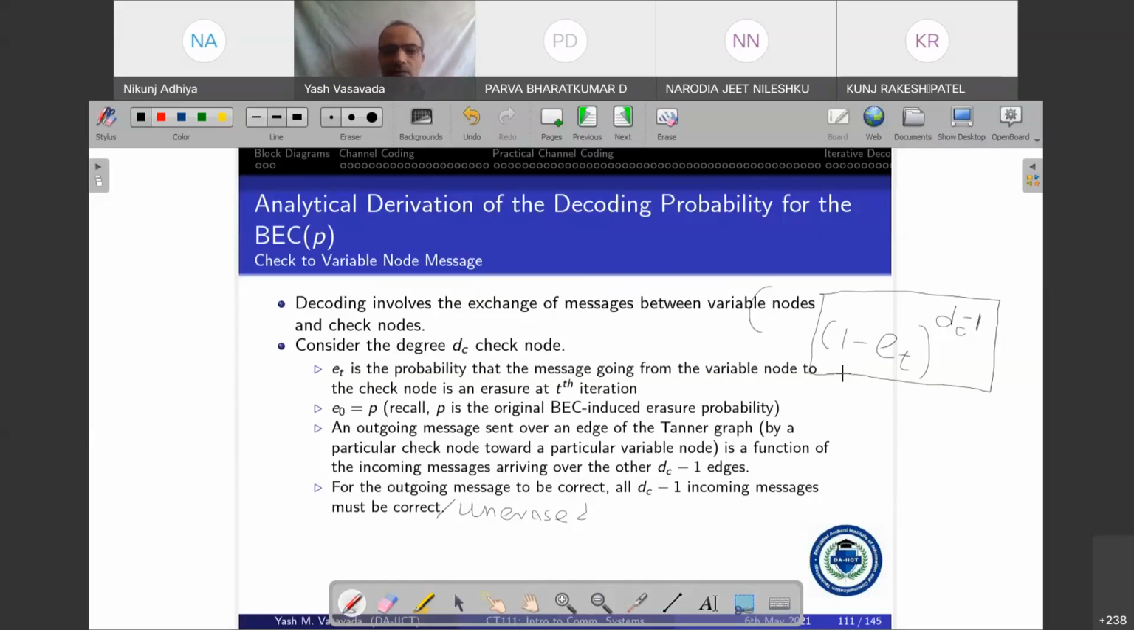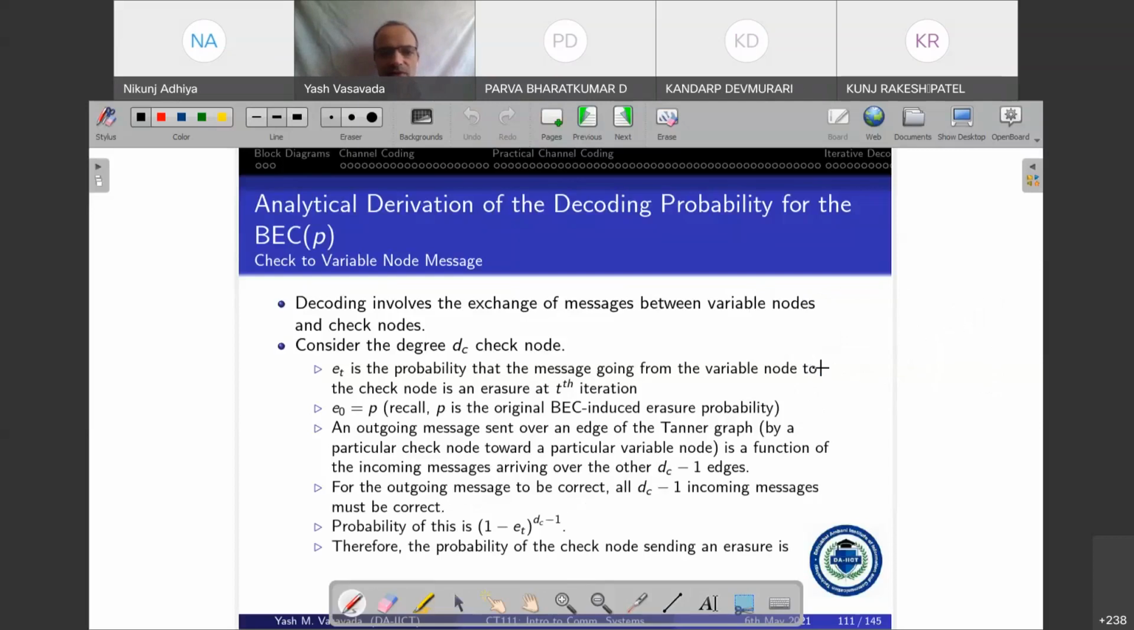Now, when the probability of a check node sending an unerased output is given as this, and I hope you have understood why this is the case, what is the probability that this check node will actually send an erasure? This is the probability that the check node will, 1 minus of this. Yes, so Kandar stated correctly, it will be 1 minus of this.